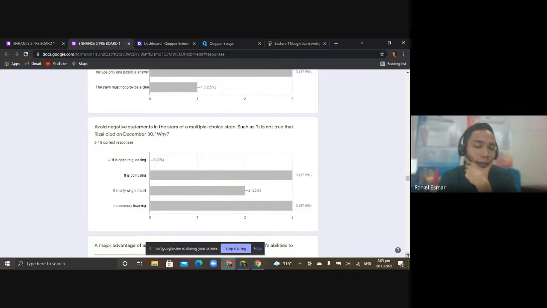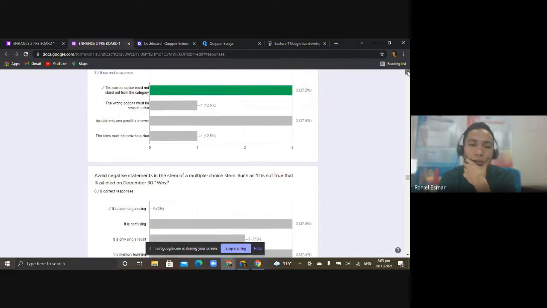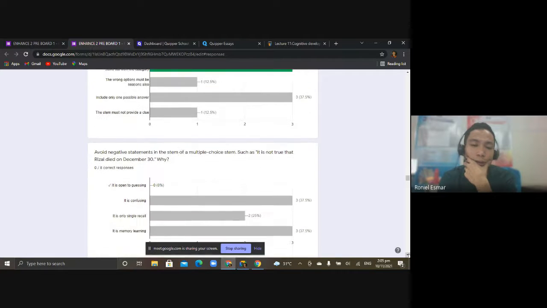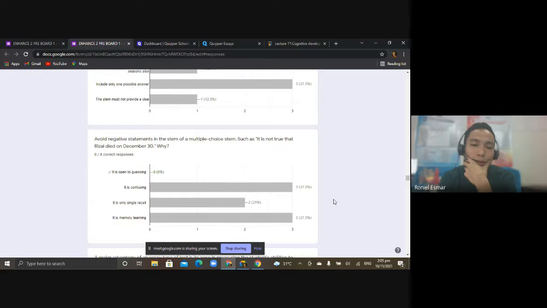No, how did it become confusing? Hala, many items I have no answer key for. Anyway, nobody got the correct answer to this question. Is it number 3? It is only single recall. That is the main reason why negative statements in the stem of a multiple choice test are not allowed. Next, it is a memory learning.